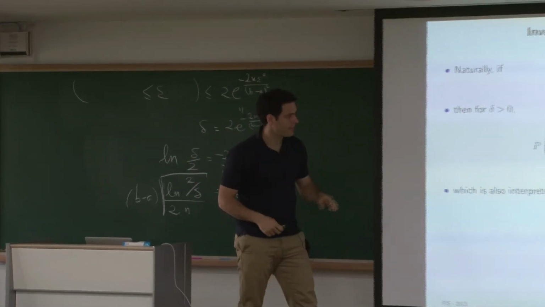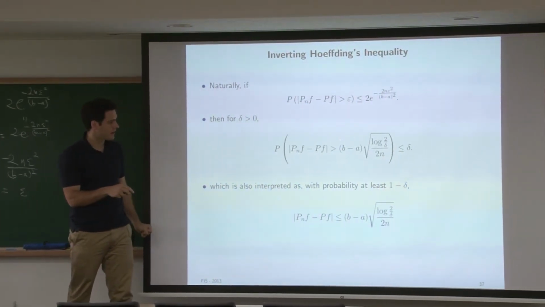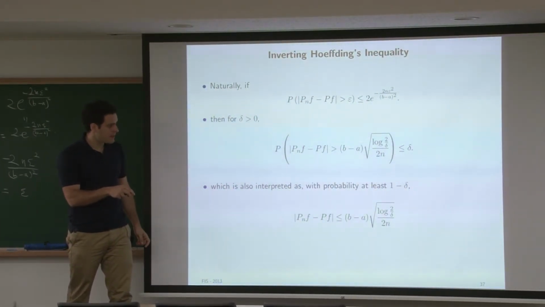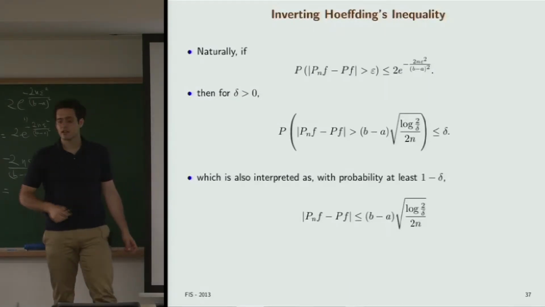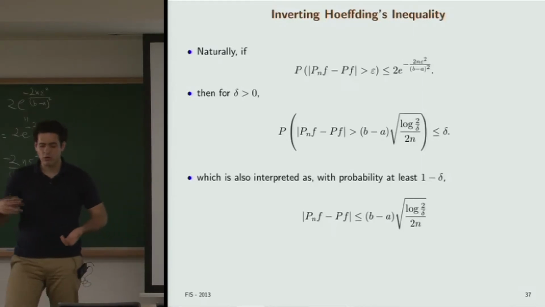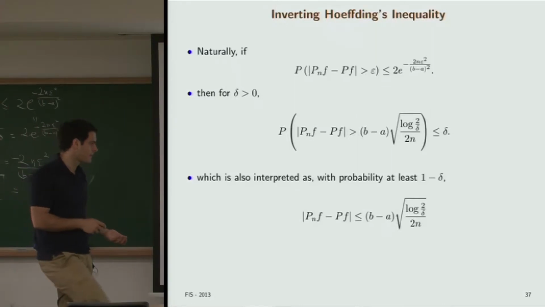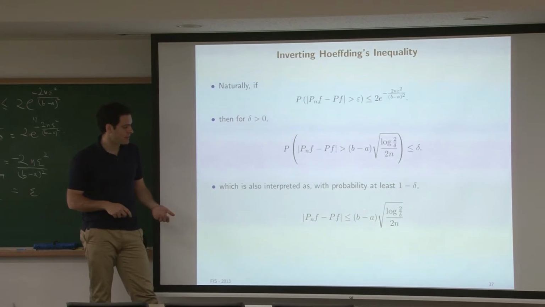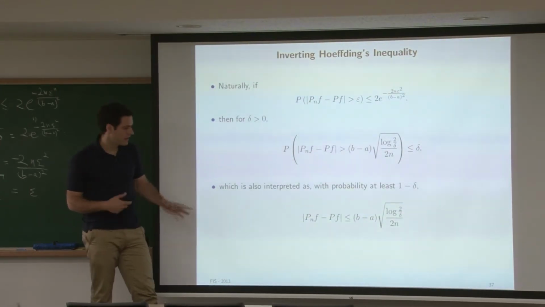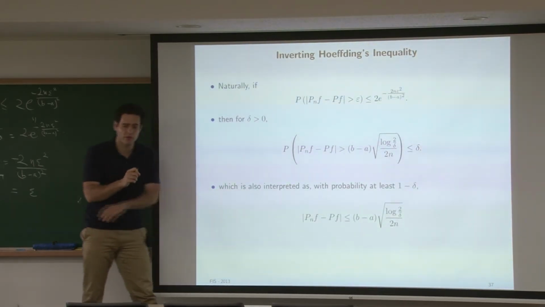And so if you just reformulate it the other way around, you can say that the probability that this is bigger than this quantity is smaller than delta. So if the probability that it's bigger is smaller than delta, it means that the probability that it's smaller is at least 1 minus delta. Okay? And then we have something which is a bit more intuitive sometimes, which is the following statement.